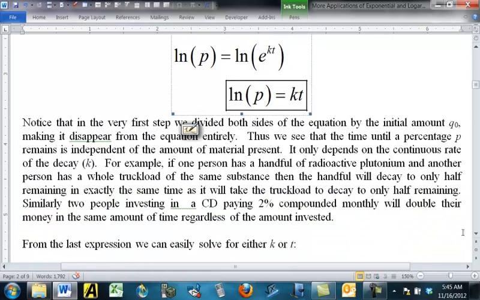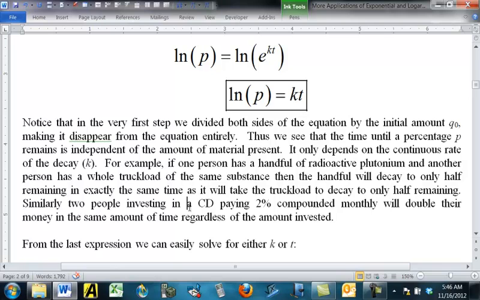So, notice again, it does not matter how much we start with. Okay, so let me give you a couple examples here. Suppose we've got some radioactive isotope. Let's say we've got some radioactive plutonium here. Okay, and somebody has a handful of it, and it's decaying exponentially.